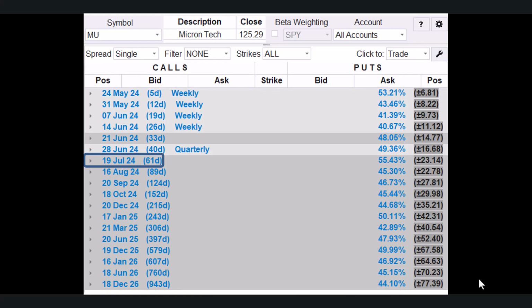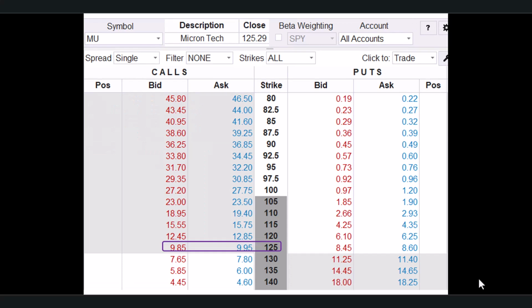MU has plenty of option chains to choose from. We're going to use the July 19 option chain. Right now, the July 19 options have 61 days to expiration. Here is part of the MU option chain for July 19. MU closed at 125.29 on Friday. That means any calls on the list from 80 to 125 are in the money.